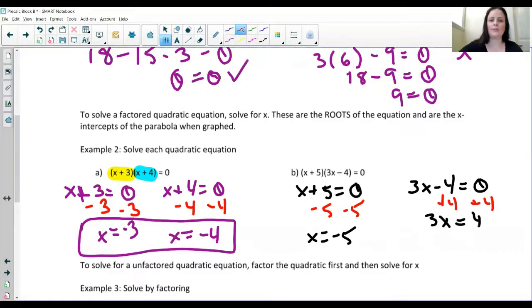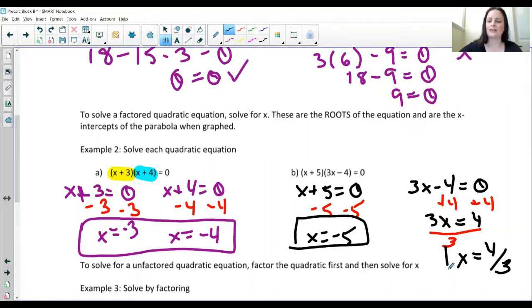And then you have to divide by the coefficient in front of that variable. And you get x equals +4/3. And that's one solution, and that's the other solution. Ideally, you put the solutions in the same box together, but I didn't manage my space very well.